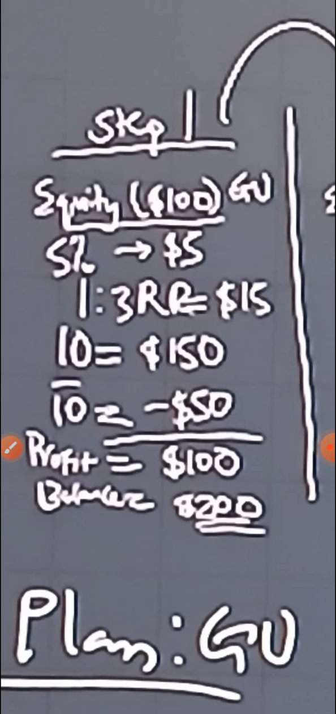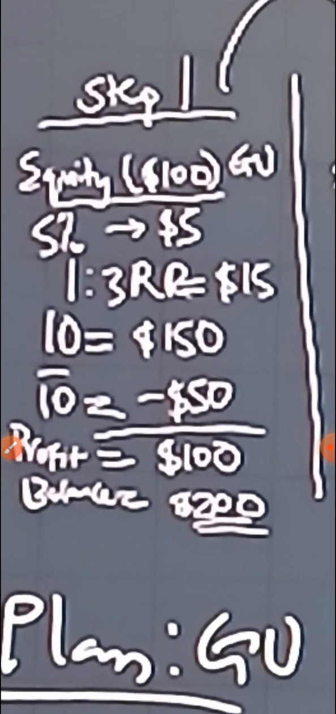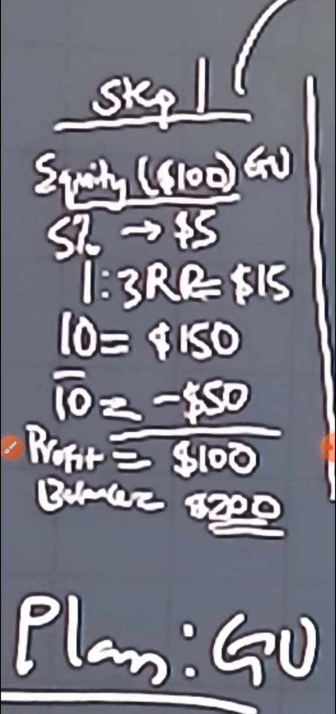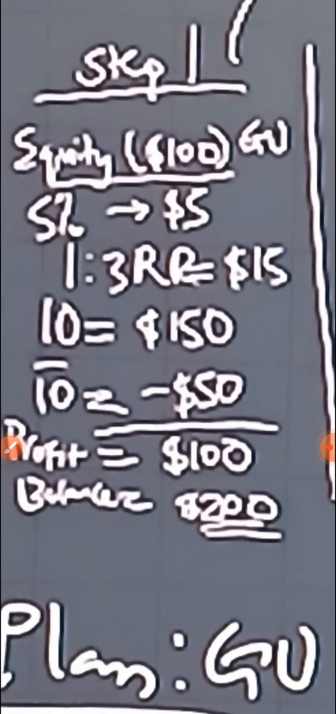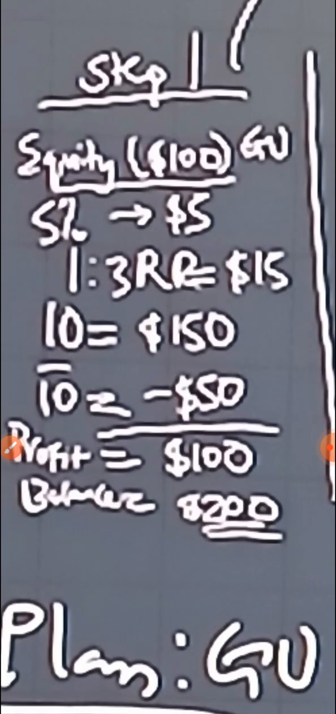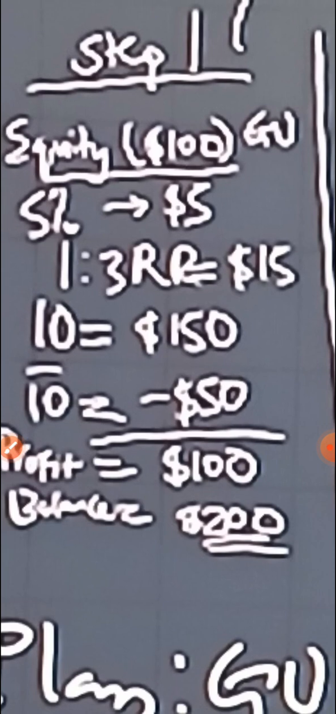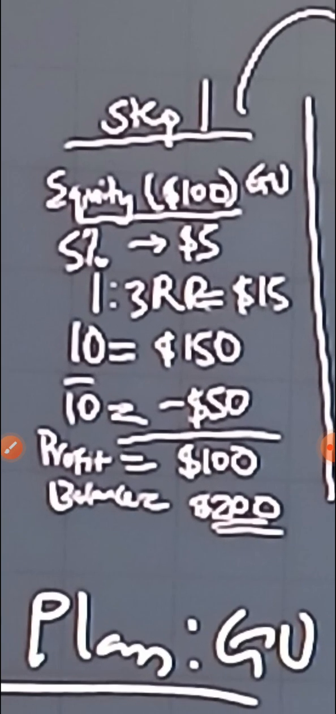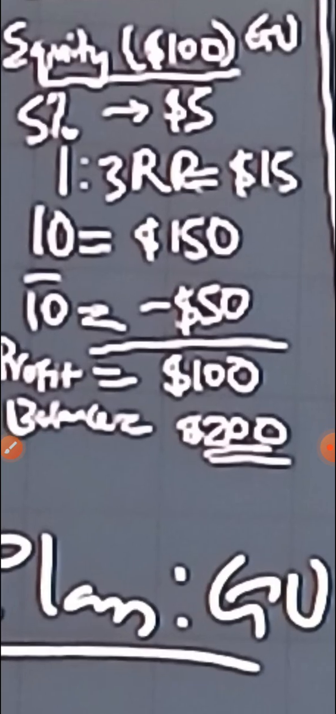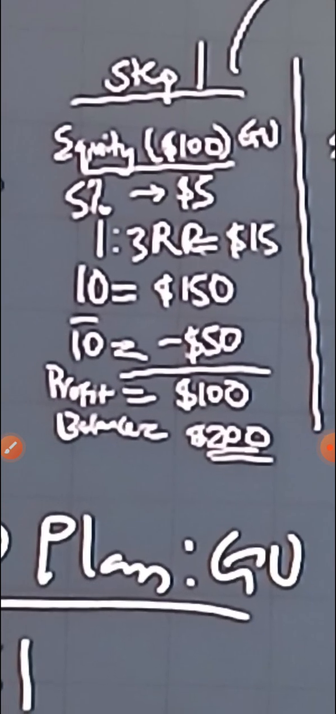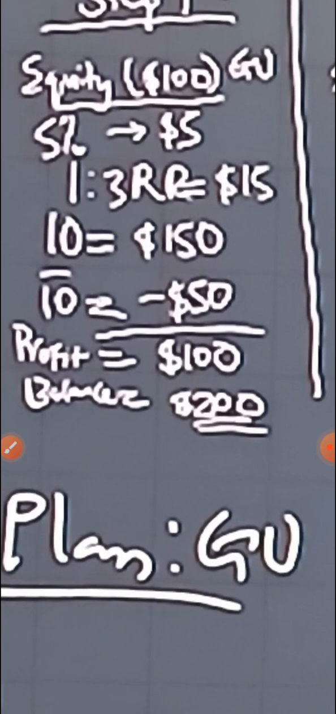So for $5 risk, we have $15, and for 10 trades, and note that this plan follows 1 trade per day. Of course, you can tweak this, but we are looking at a trade per day. So we have 10 trades times $15 in profit, so we have $150 profit, and for 10 bad trades we have $5 times 10, which is minus $50. So our profit will be $100, and we have a total balance of $200.